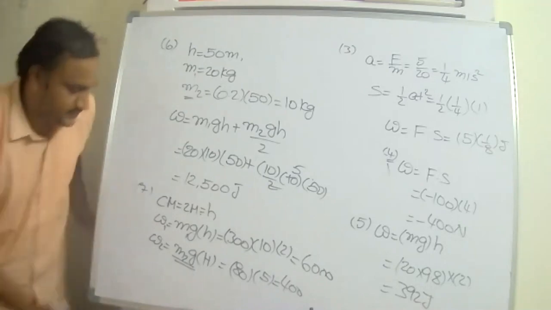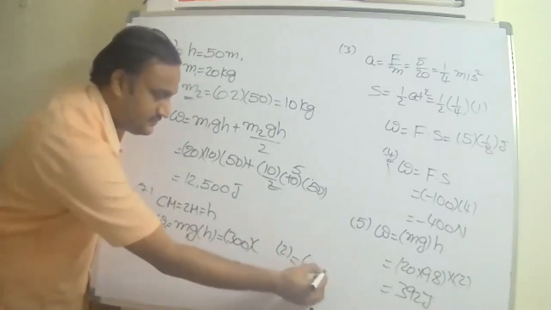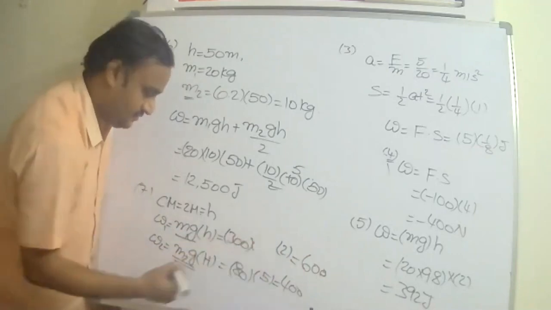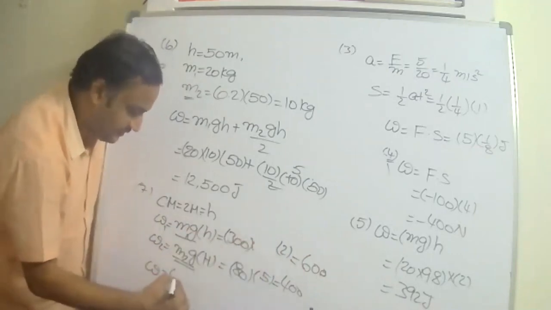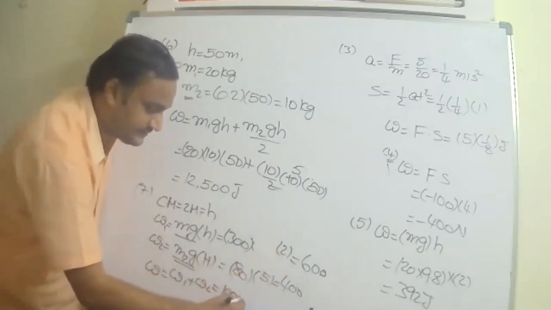Okay, I forgot here. 8 is given. Not 10. 600 plus 400. Here also the weight is given, 300 newtons. So work done is equal to W1 plus W2. So 600 plus 400, that is 1000 joules.